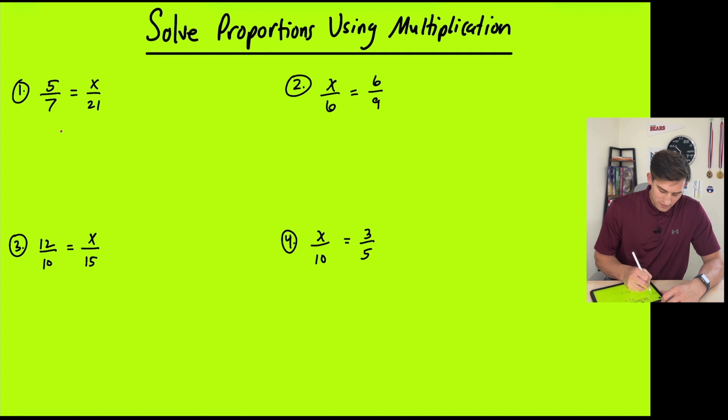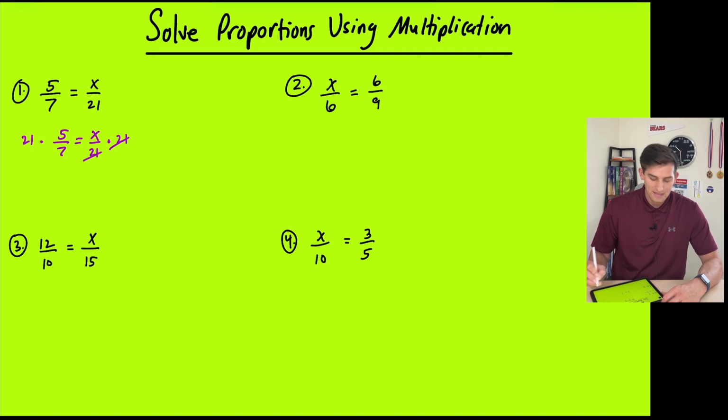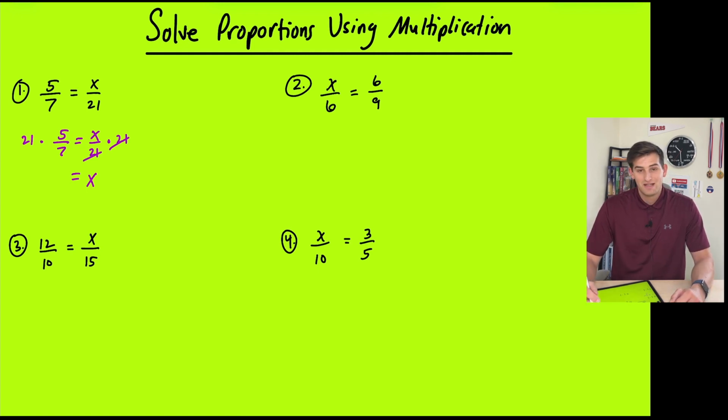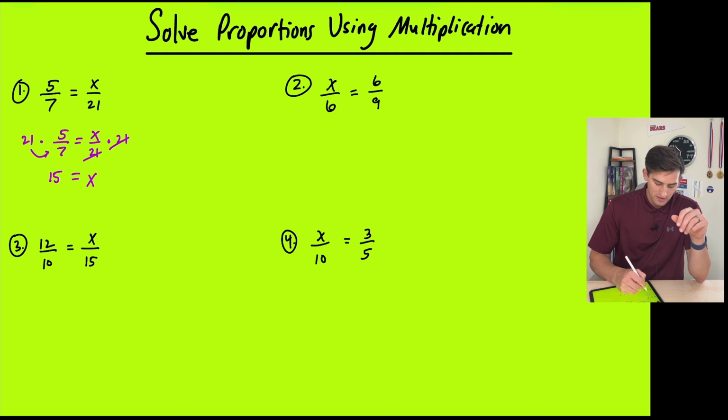So for this one, I'll write it again down here: 5 over 7 equals x over 21. And I'm going to multiply both sides by 21. That cancels out the 21 in the denominator on the right side of my equation, so this is just x, and now on the left side we can just multiply. So we can do 21 times 5 and divide that by 7. You might not know what 21 times 5 is in your head, so a different way to do this is 21 divided by 7 and then multiply that by 5. 21 divided by 7 is 3, and 3 times 5 is 15. So for number 1, x is equal to 15.